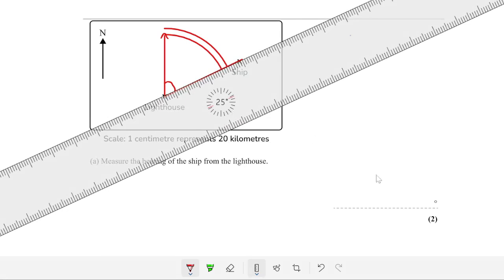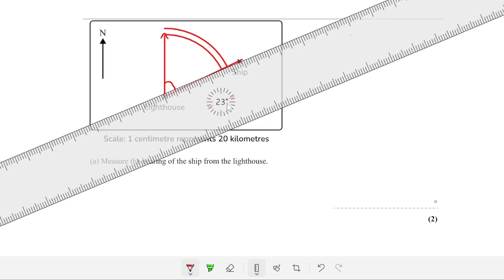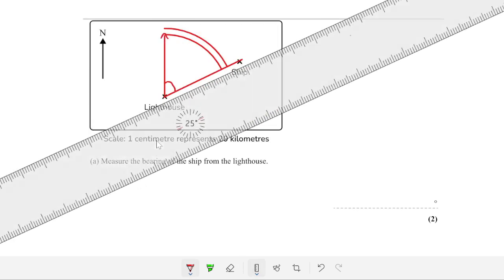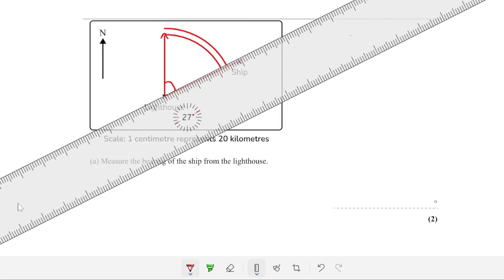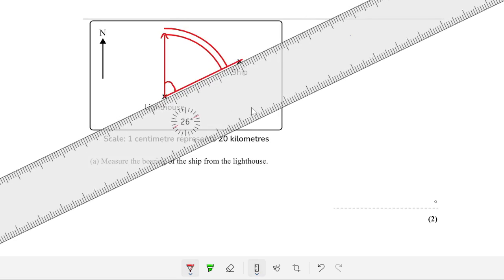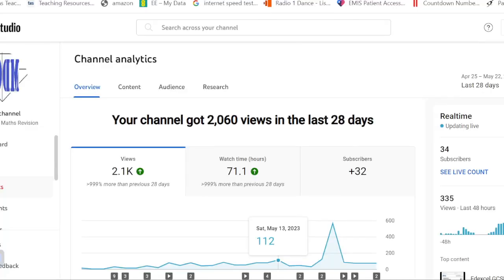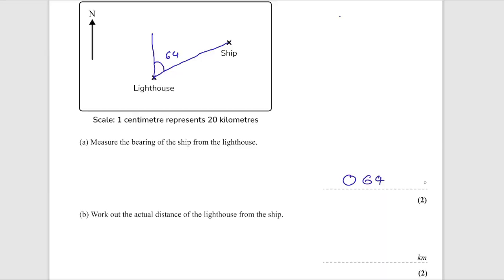I'm going to rely on the mark scheme here slightly. 1, 2, 3, well mine's 3.7, but I know that that's not right. Okay, so the actual distance there is 4.5 centimeters, if you measure that. And then we're using 1 centimeter represents 20 kilometers, so I need to multiply by 20 to get my answer, which is going to be 90 kilometers.